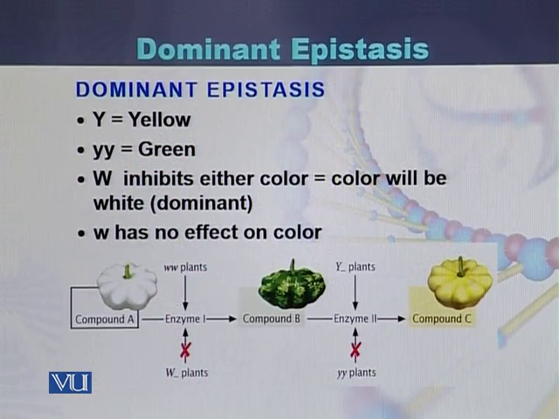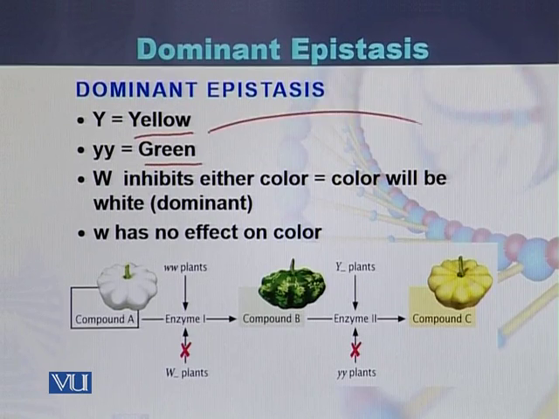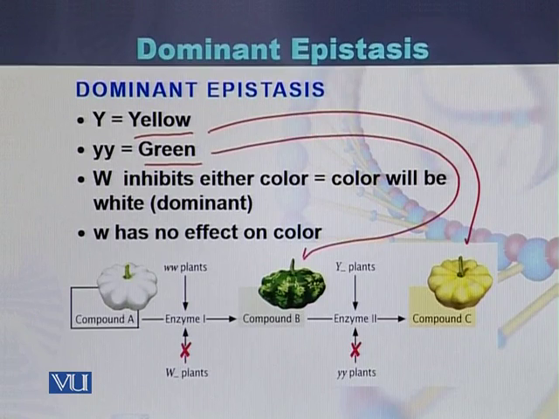In case of dominant epistasis, there is a gene that is for the yellow color. In the summer squash, there is a gene that is for the green color. This is for the yellow color. This gene is for the green color.